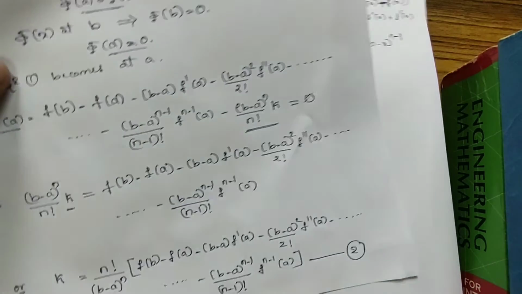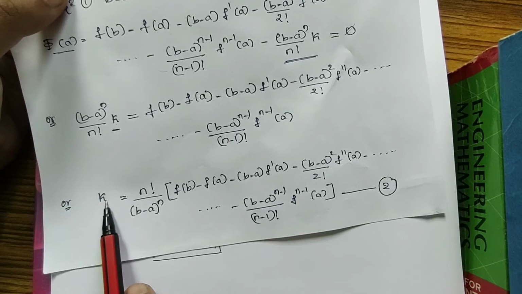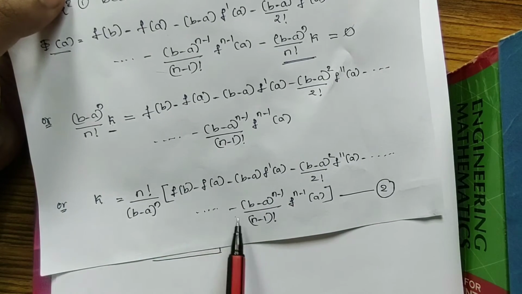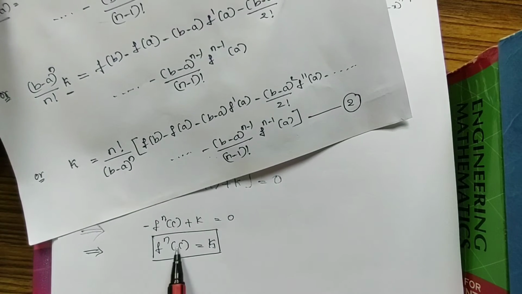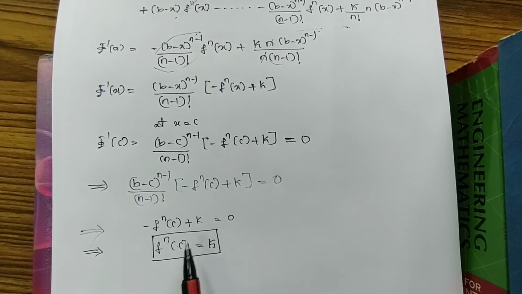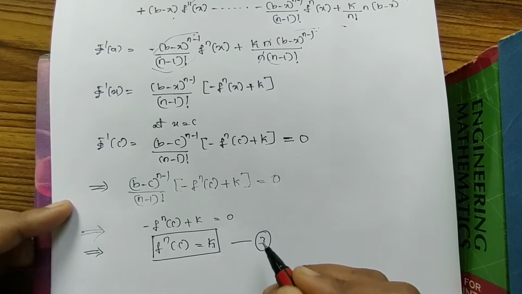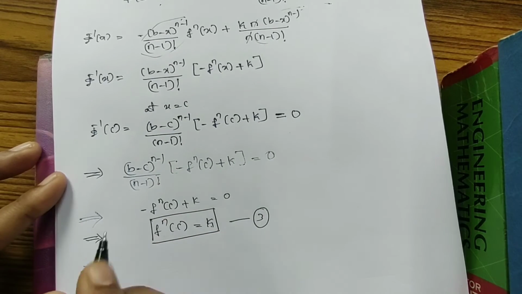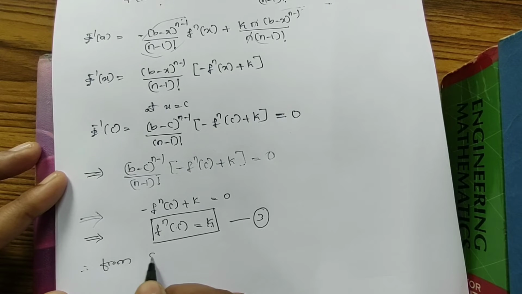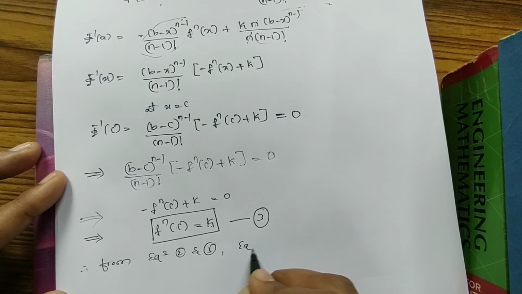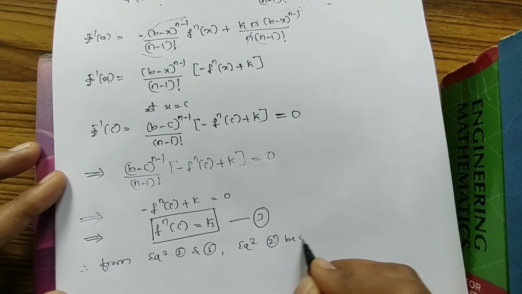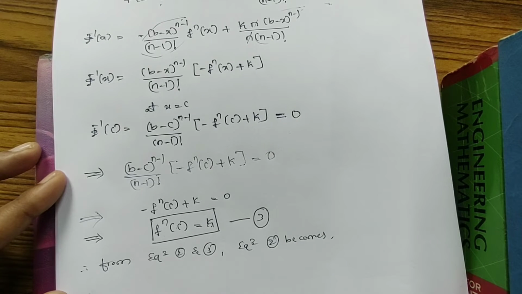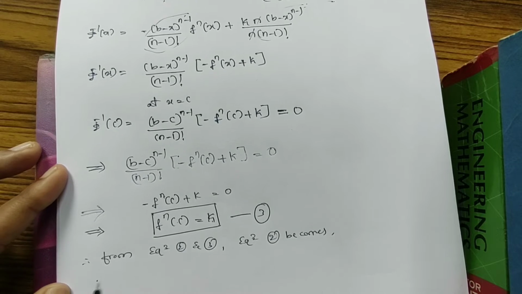Okay, so here this is our equation 2, that is k is equal to this much. Now we will replace the value of k here, that is k is equal to f power n of c. Therefore I will call this equation number 3. Therefore, from equation 2 and 3, equation 2 becomes, we will replace the value of k here.